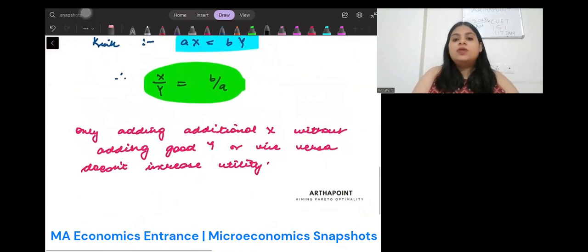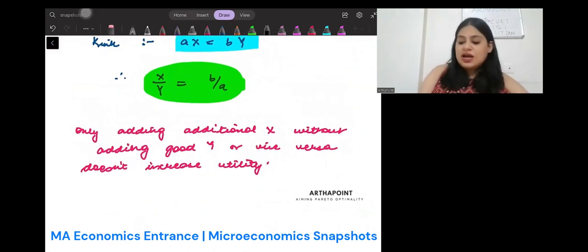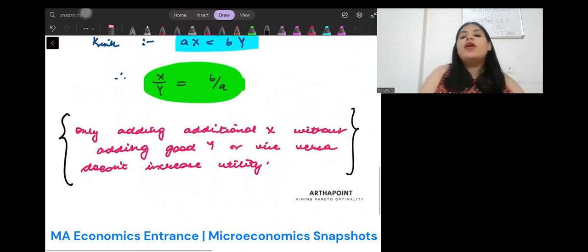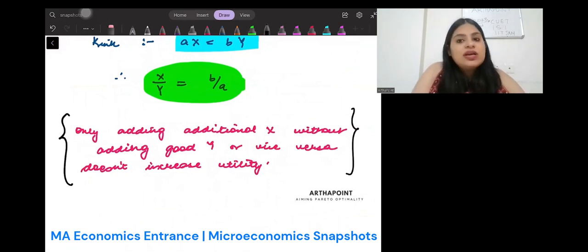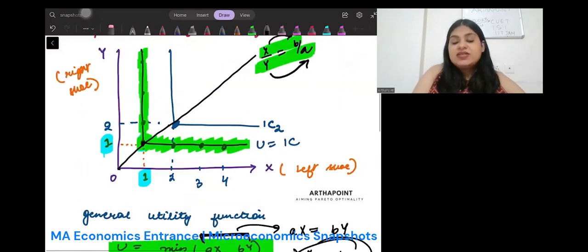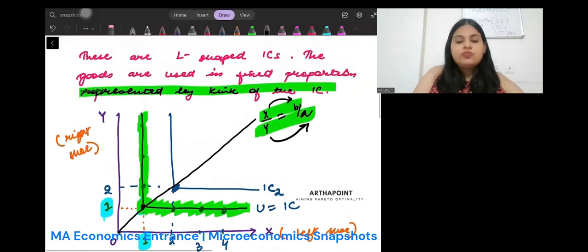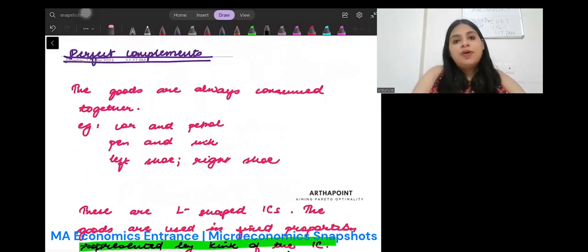Now, note that we have already discussed this, that when you only increase one of the goods without increasing the other good, the utility does not change. And that is why you have L-shaped ICs. Okay. So this was about perfect complements.